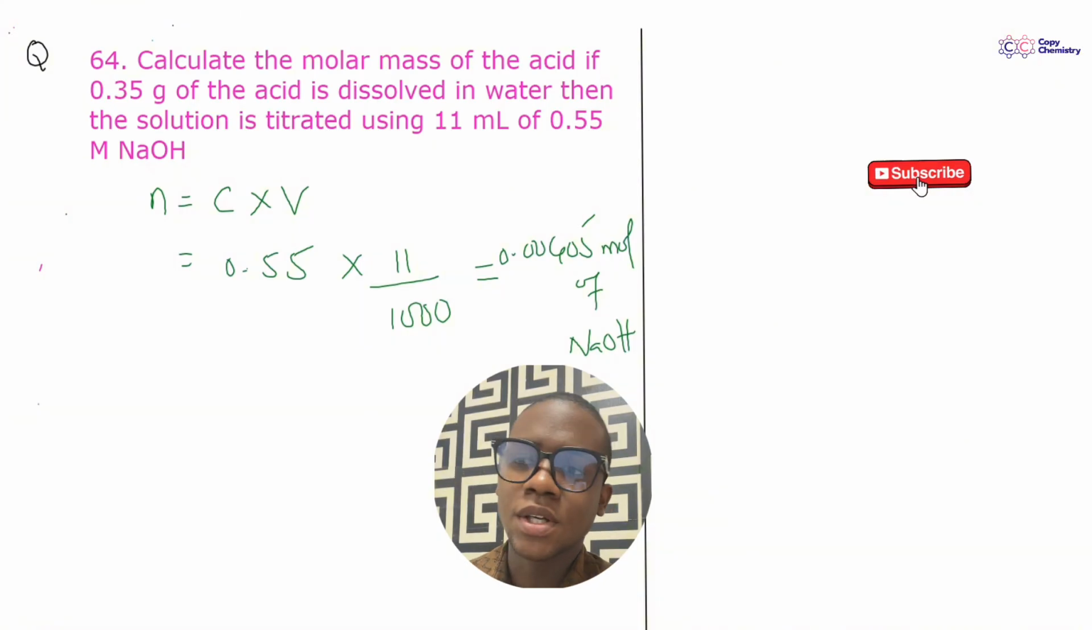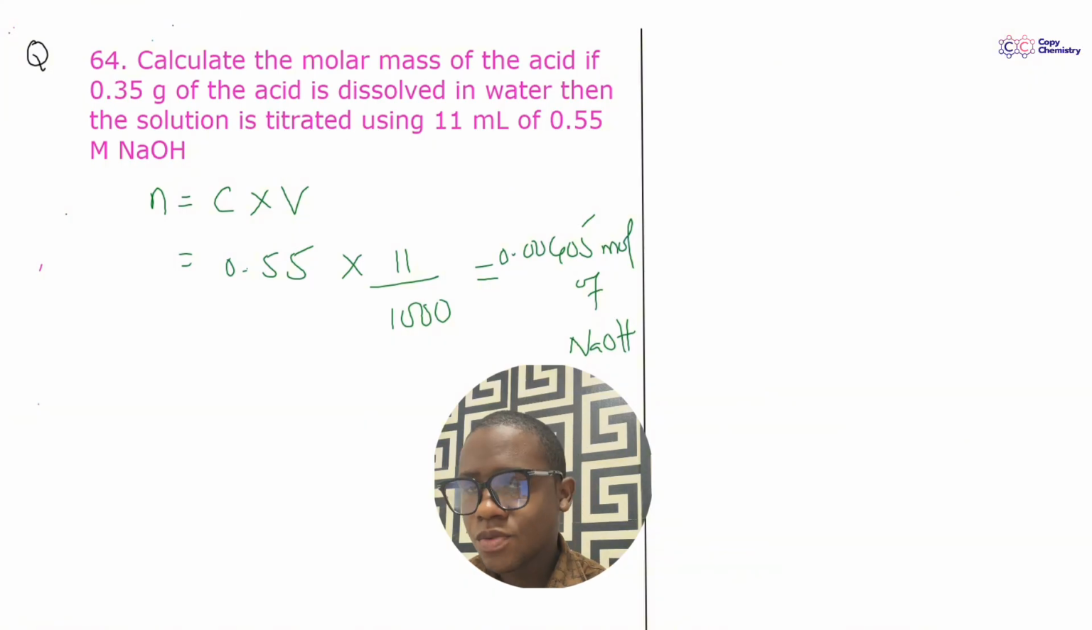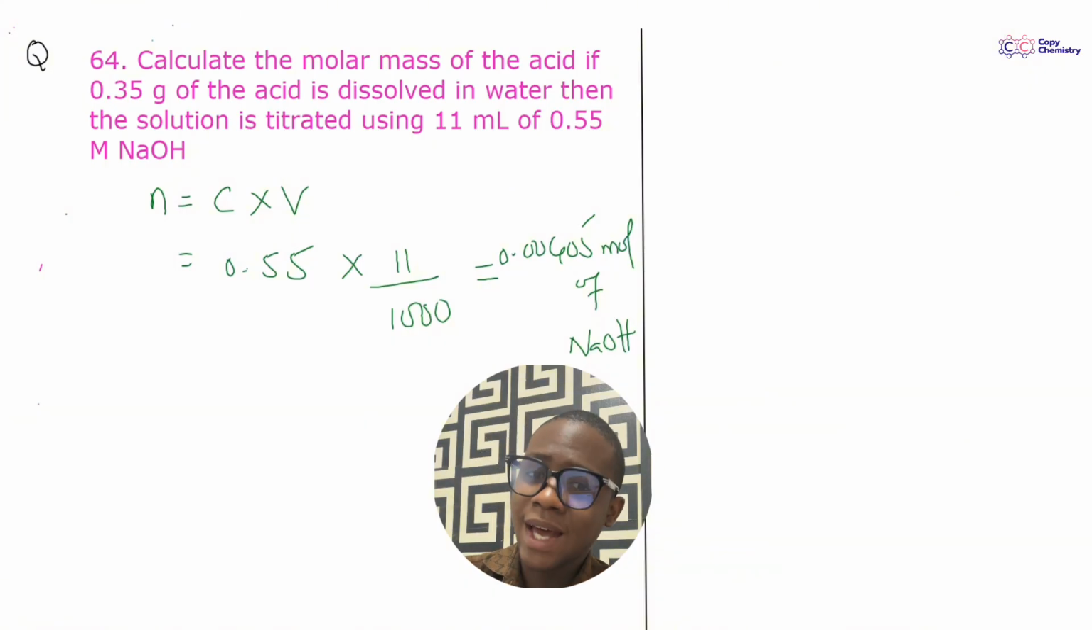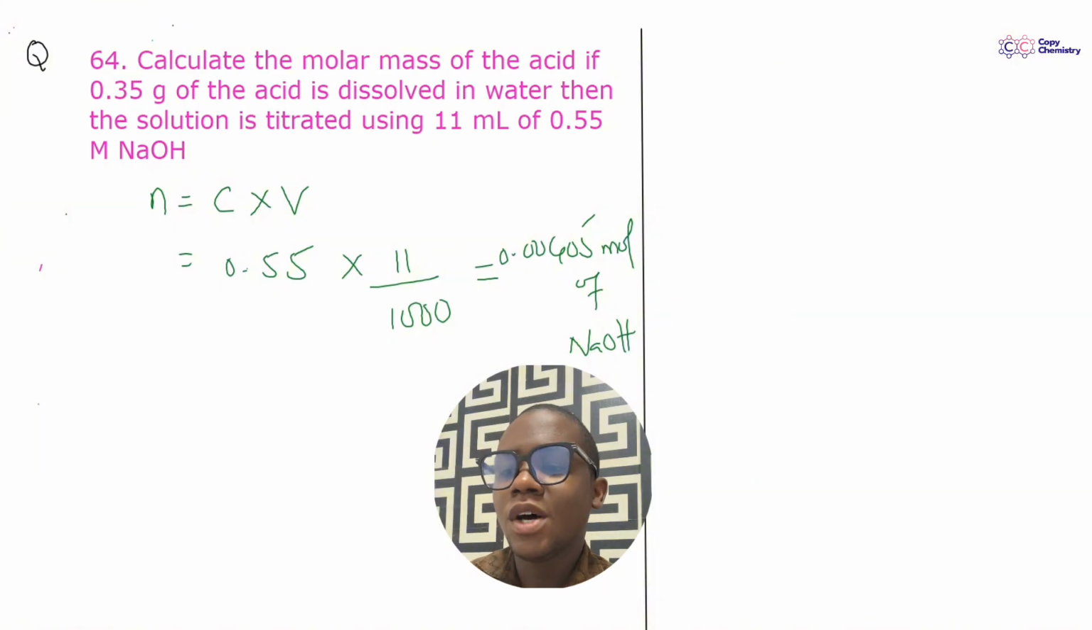Now let's read the question again. Calculate the molar mass of the acid if 0.35 grams of the acid is dissolved in water, then the solution is titrated. So the whole acid is titrated with that amount of base. And usually, the number of moles of the acid has to equal the number of moles of the base to cancel it out completely during titration.